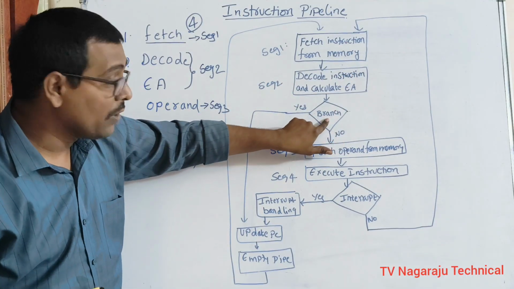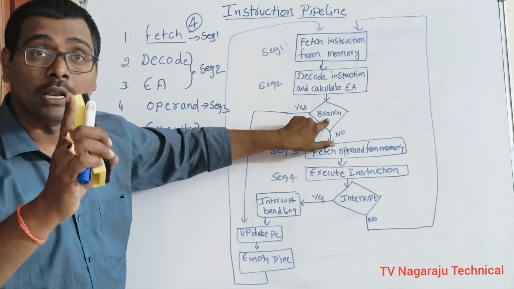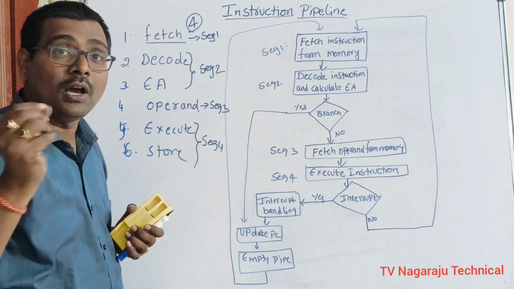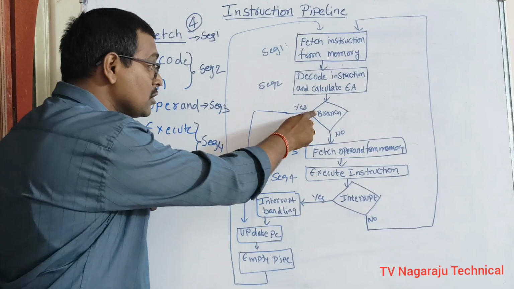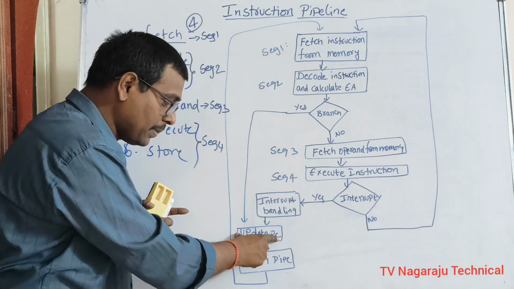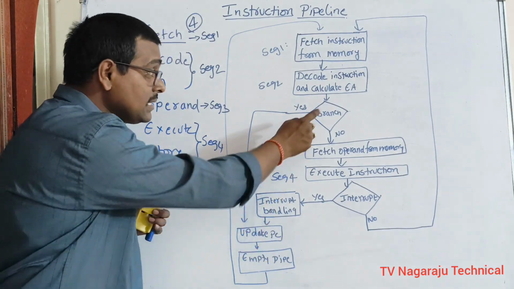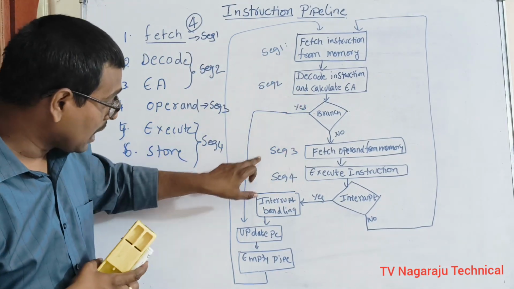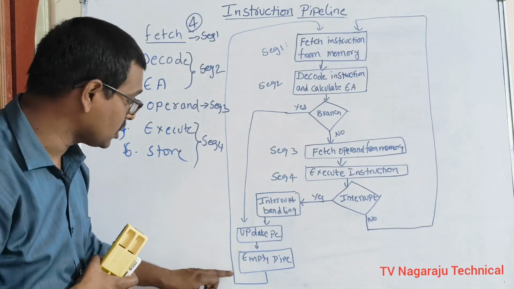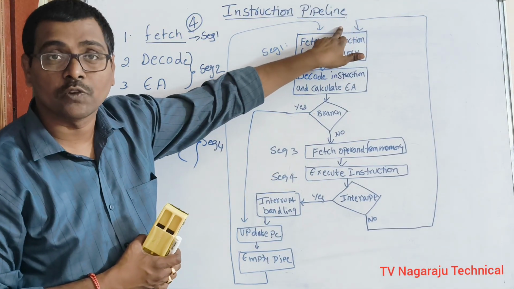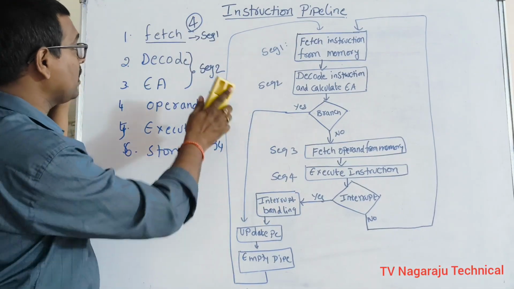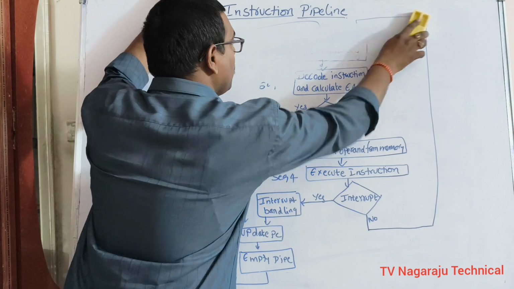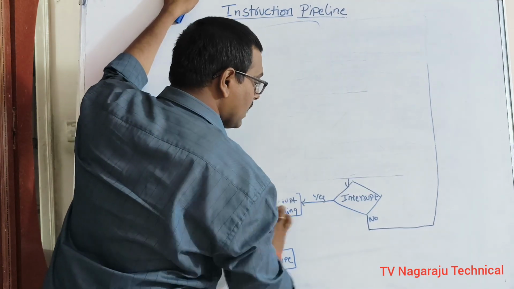And one more thing: whenever it is a branch instruction, these 2 steps are not executed directly. If it is a branch instruction, we update the PC, and then the branch instruction is completely executed. After complete execution of the branch instruction, the new instruction is fetched from the memory. Whatever flowchart we discussed, we will implement with an example of a 4-segment pipeline. Then we will get a clear idea.